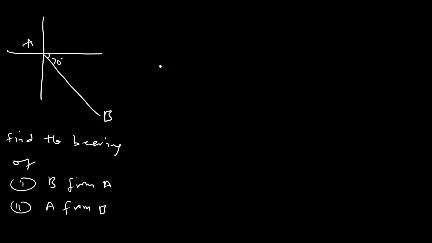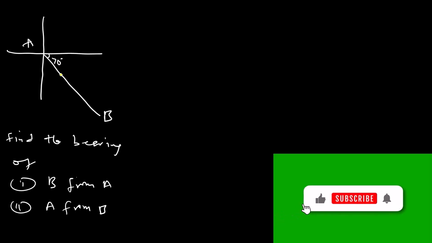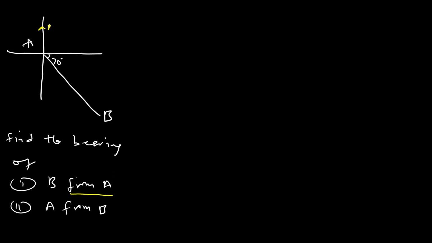Let's look at this. We have A and B here, and we have this side being 70 degrees. We have to find the bearing of B from A. From A, it means A is the starting point. So let's locate our north here. Then we rotate clockwise to meet the line B. We need to calculate this angle, the result to be the bearing of B from A.